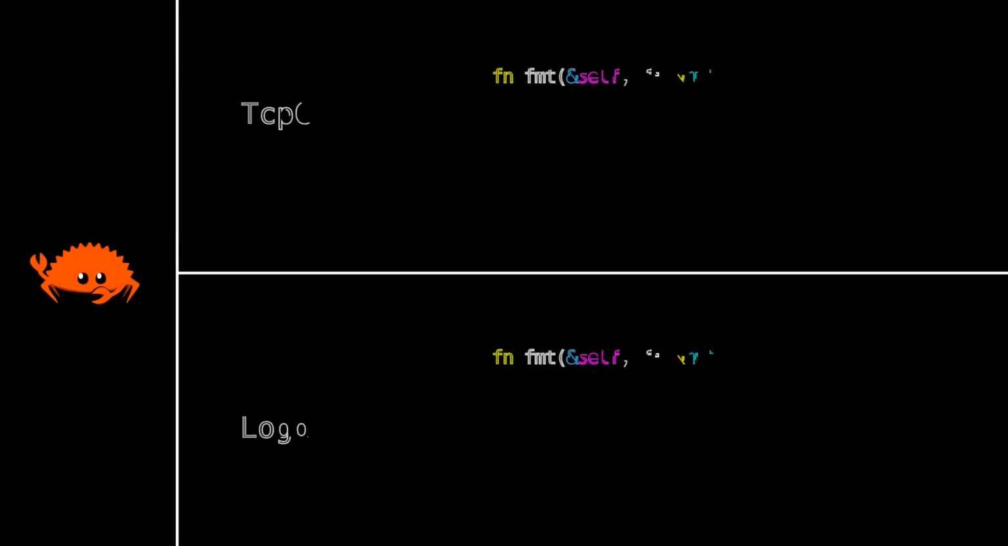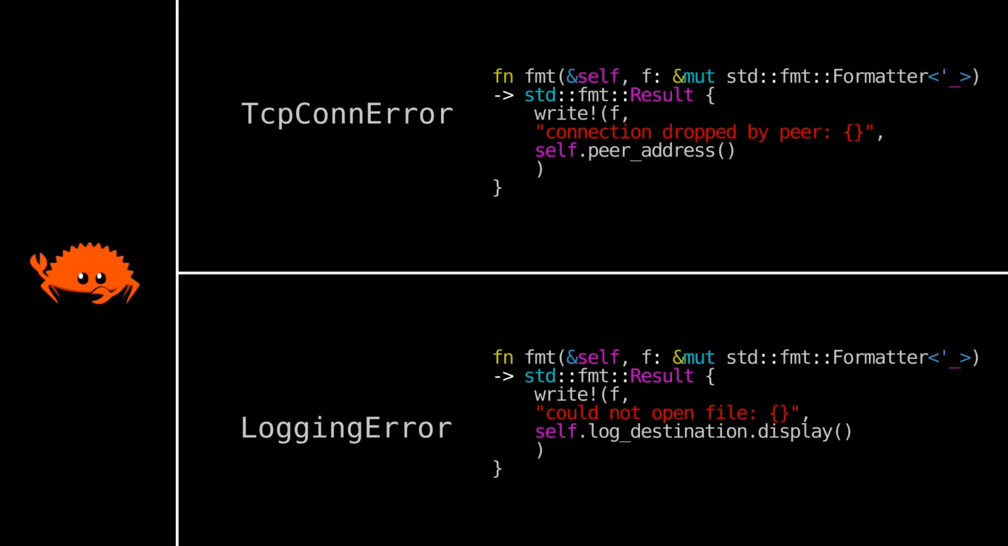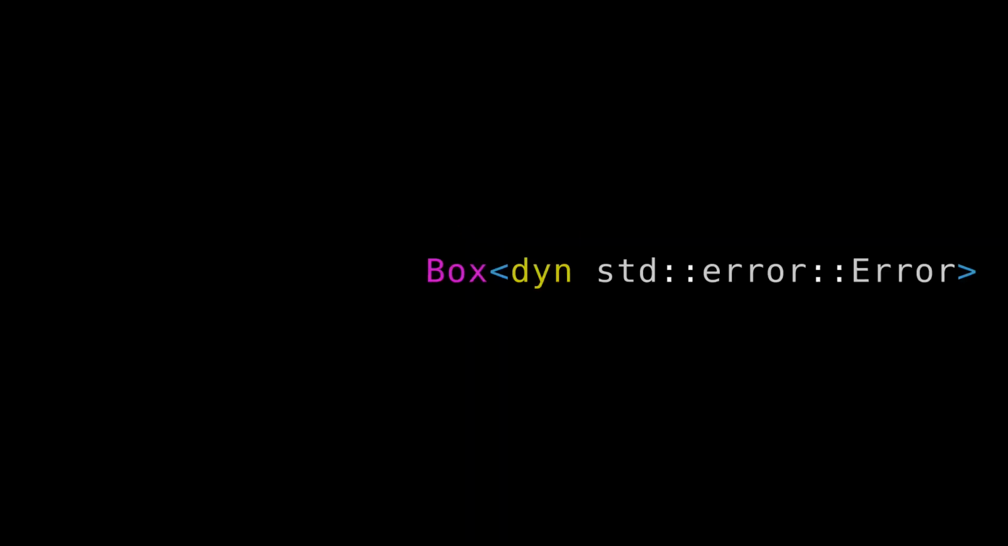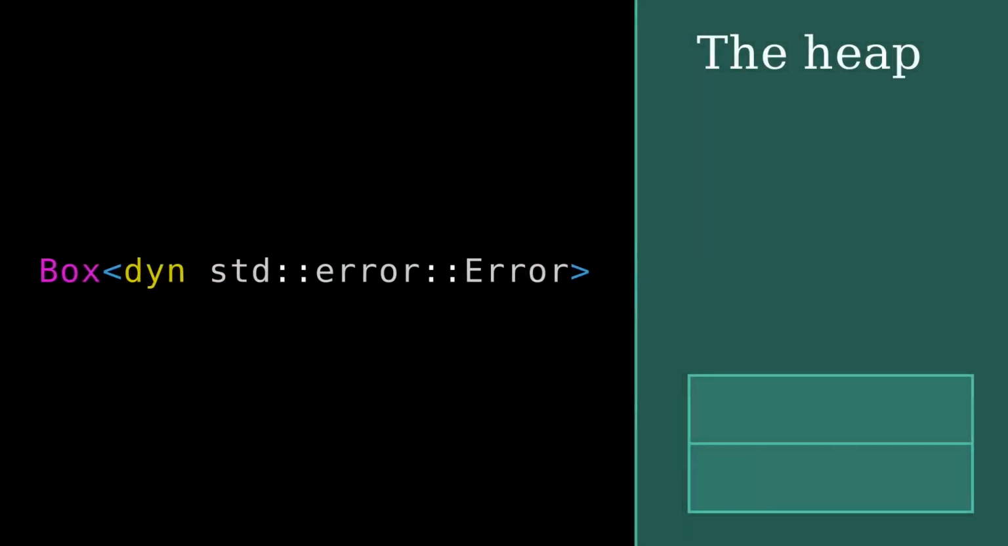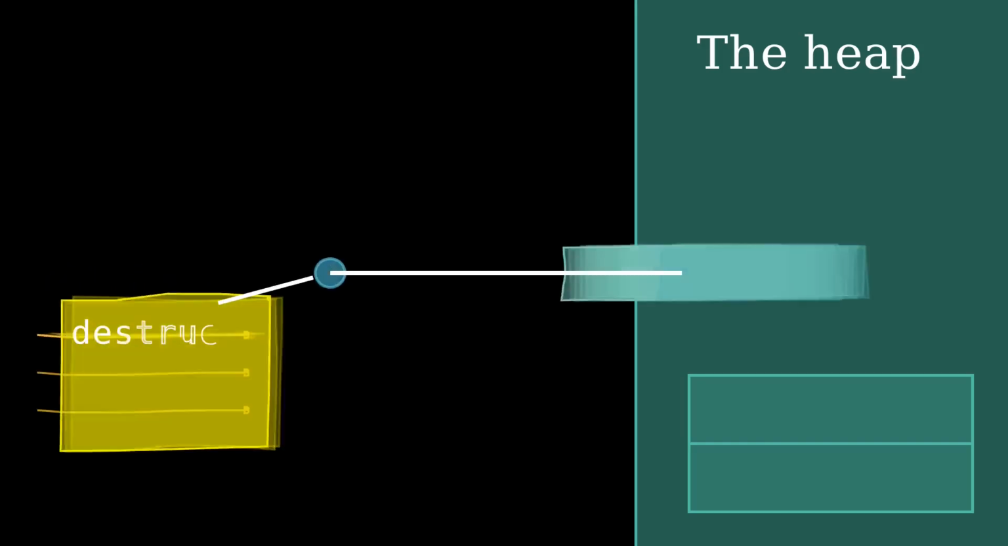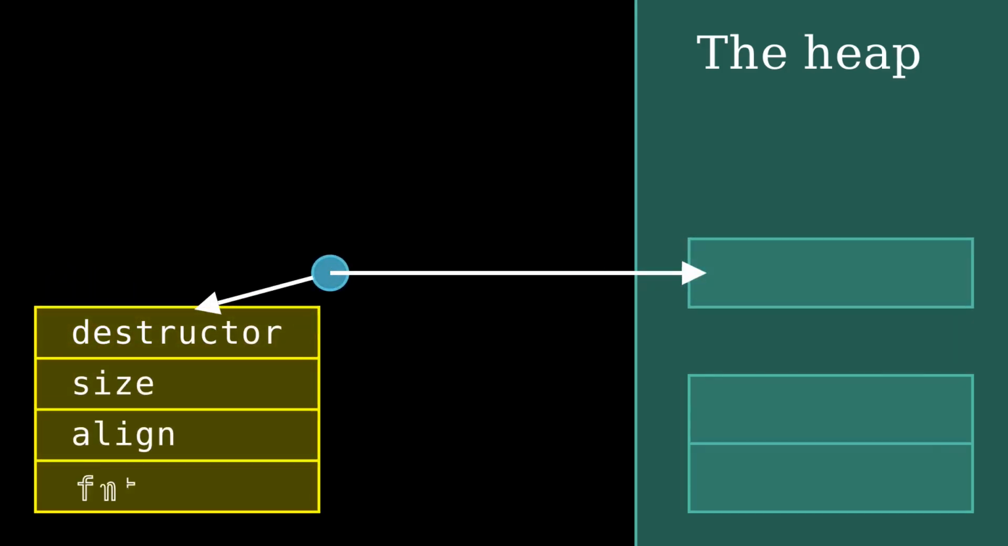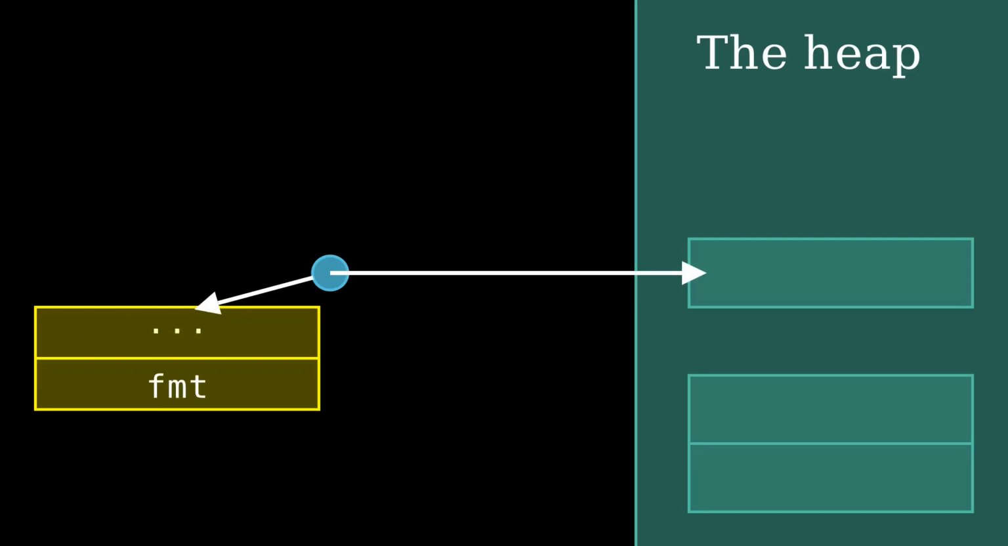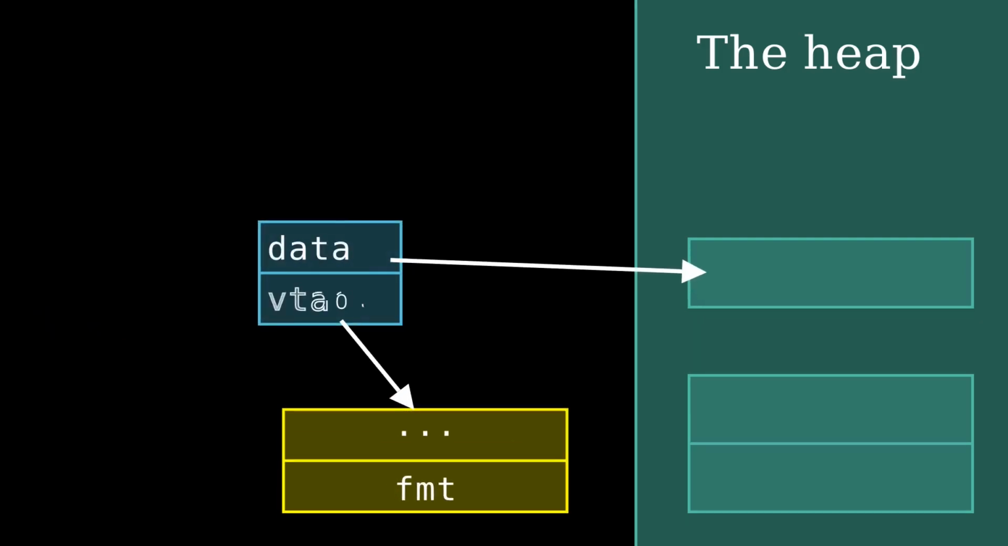Implementations of the format method could very well differ from structure to structure. Whereas a network error might give you details about a peer address, a logging error might tell you about the file it couldn't open. Now that the compiler has forgotten the underlying type and only cares about a pointer, it has no way to deduce the correct implementation to call for the structure at hand. And this is where I kinda lied to you, because when you're passing something that implements a trait inside a box, you're not passing one pointer, you're actually passing two. The first points to a structure allocated on the heap, but the other points to a table. This table itself contains function pointers to the trait method implementations specific to our struct.